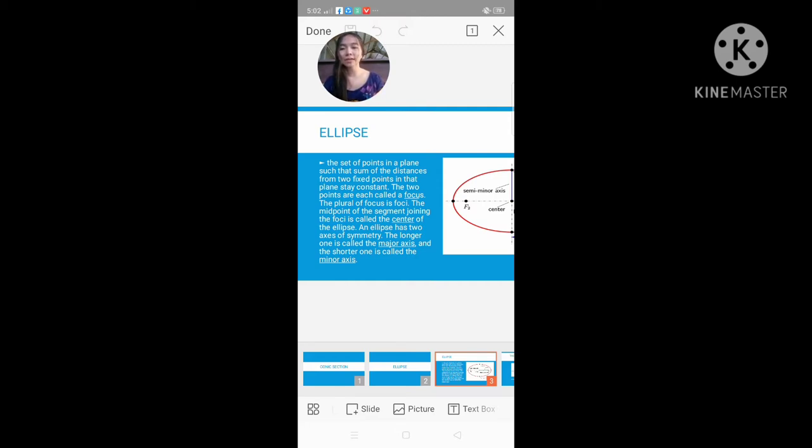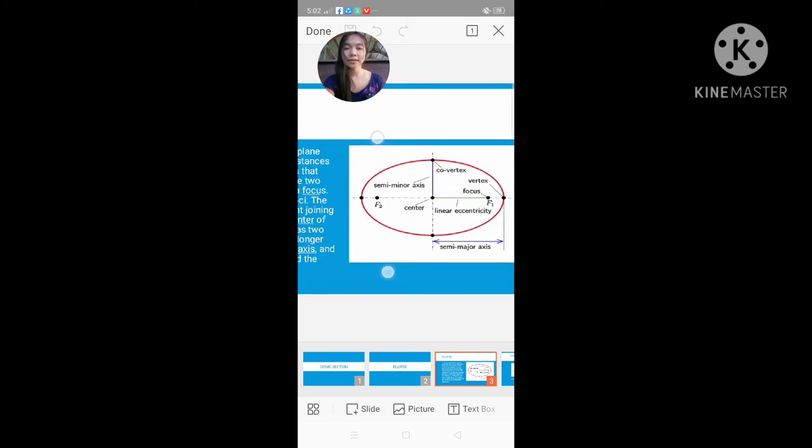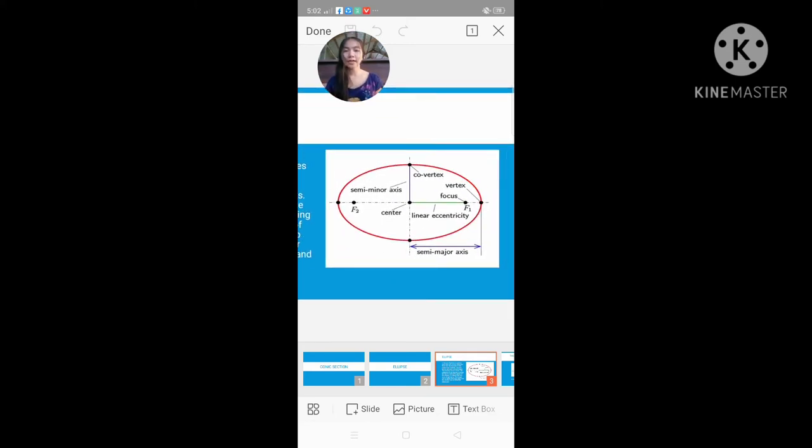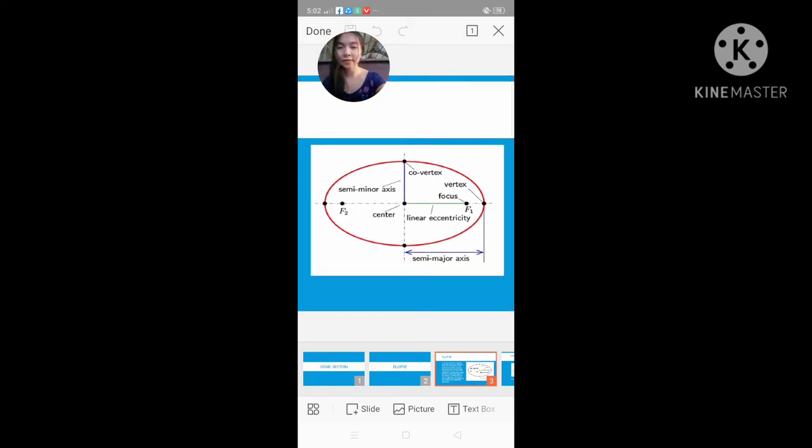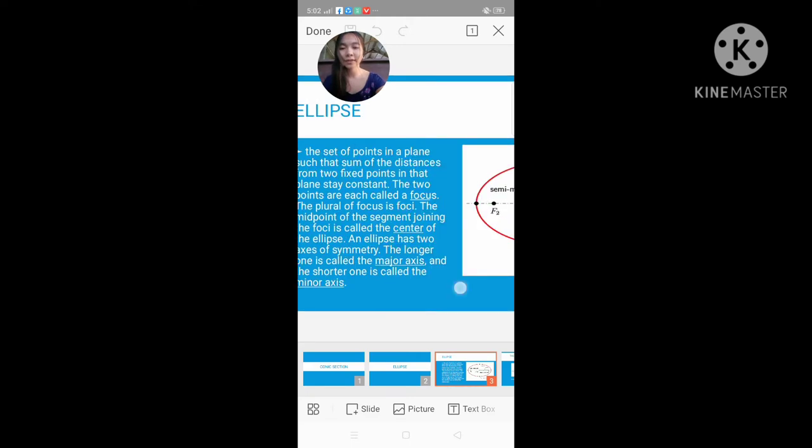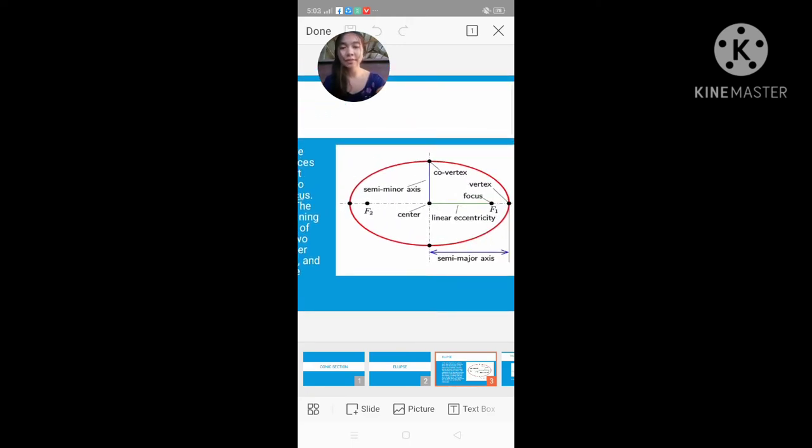An ellipse has two axes of symmetry. The longer one is called the major axis, and the shorter one is called the minor axis. As you can see, this is the graph representing an ellipse. Have you seen the foci? We have F1 and F2. The point joining the foci is what we call the center. The longer symmetry is named the semi-major axis, and the shorter is the semi-minor axis, as I said earlier.